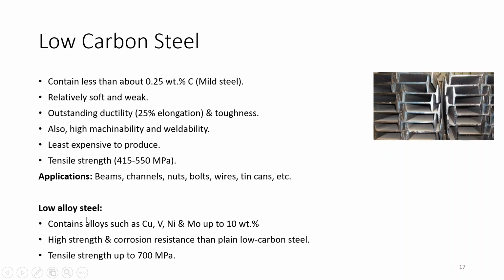Then in the case of low alloy steel, it contains alloying elements such as copper, vanadium, nickel and molybdenum up to 10 weight percent, and if more than 10 weight percent, then it will be high alloy steel. Okay, so in this case you have high strength and corrosion resistance compared to plain low carbon steel. In plain low carbon steel, you don't have any of these alloying elements at higher weight percentages.